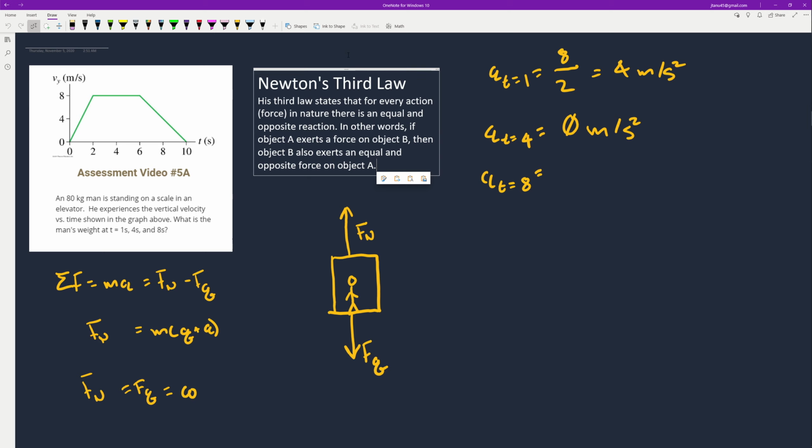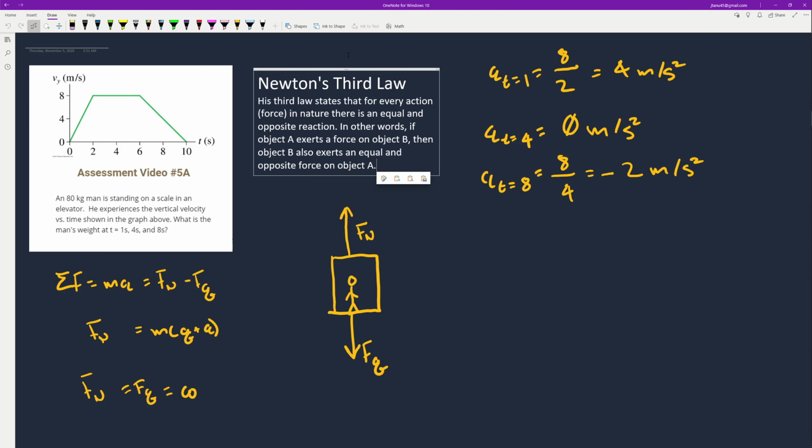Then again, for time equal to 8, we can do the same thing like we did for time equal to 1. We can take the rise, which is 8, over the run, which is from 6 seconds to 10 seconds, so that's a difference of 4 seconds. So that'll equal 2 meters per second squared. And since its velocity is decreasing, we're just going to make that a negative.